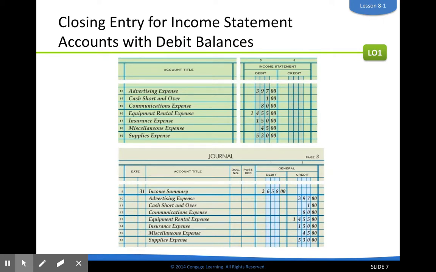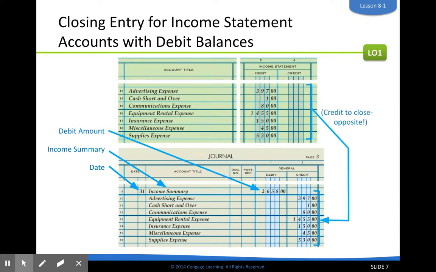Next, we need to close out all of these expenses. All of our expenses have a debit balance. We always debit expenses. So in order to cancel out that debit value, we need to credit those accounts. Starting with the last date of the month, we're going to do income summary. That's always the other half of our closing entry. The total amount of all of those expenses is what we're going to debit to income summary.